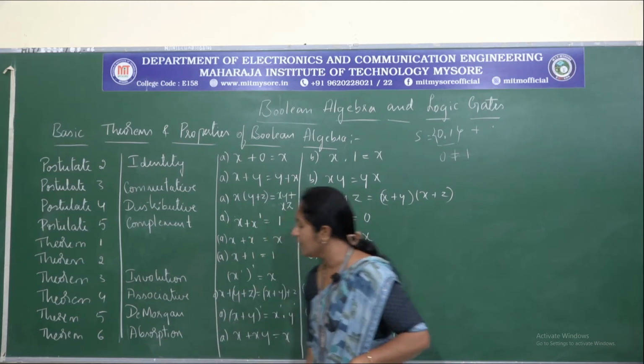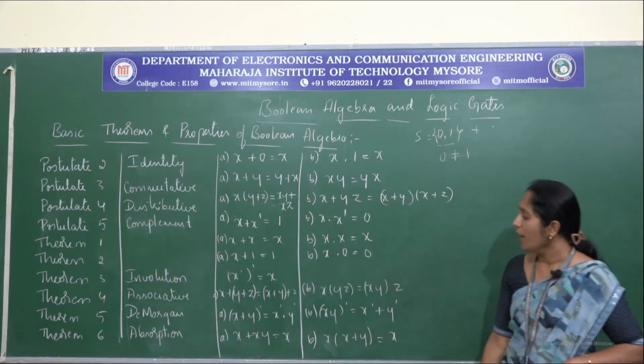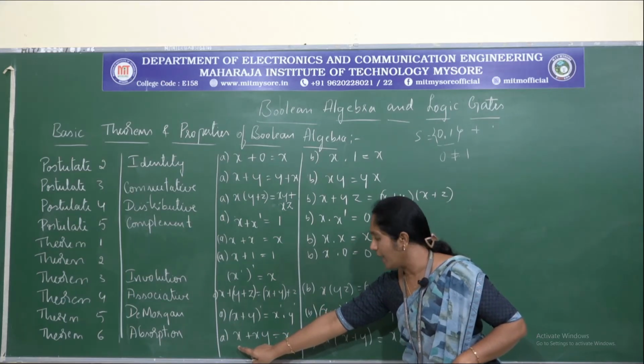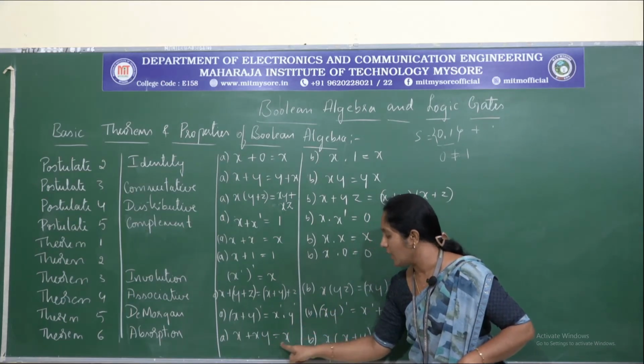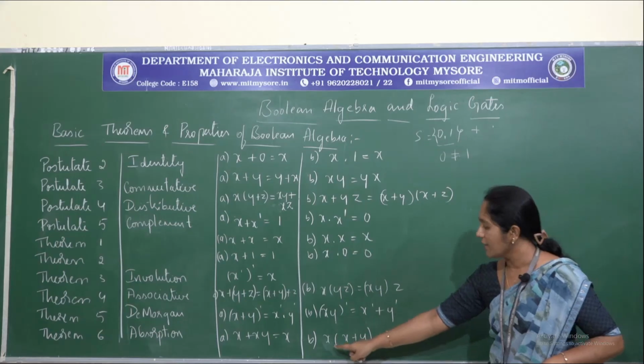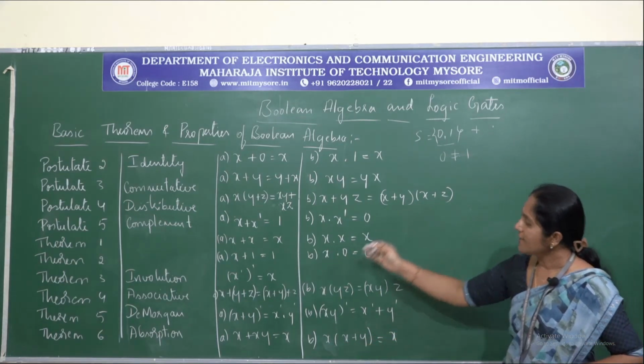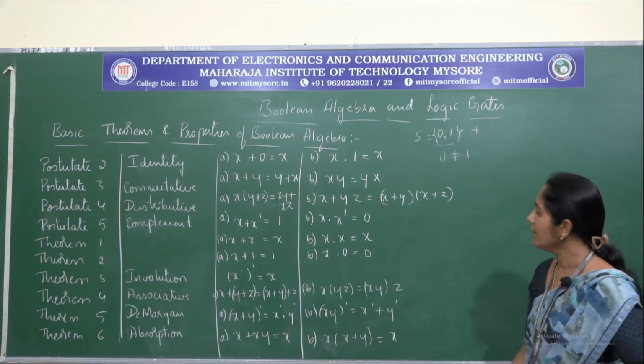Next is the sixth theorem, which is called absorption, and it is given by x + xy = x. The other version is x · (x + y) = x. Now let us see the proofs for these theorems.